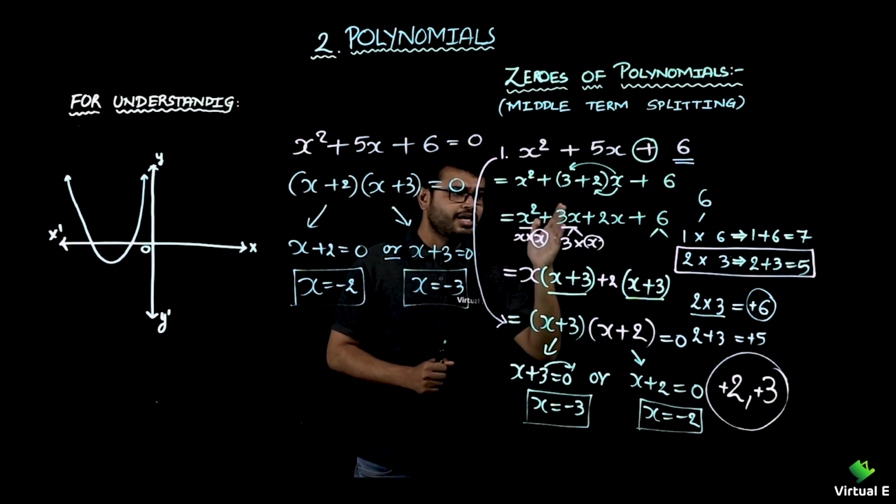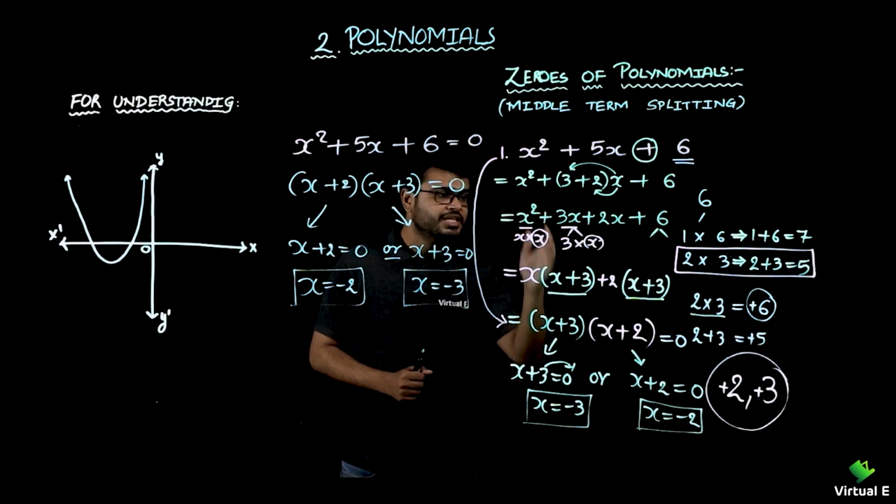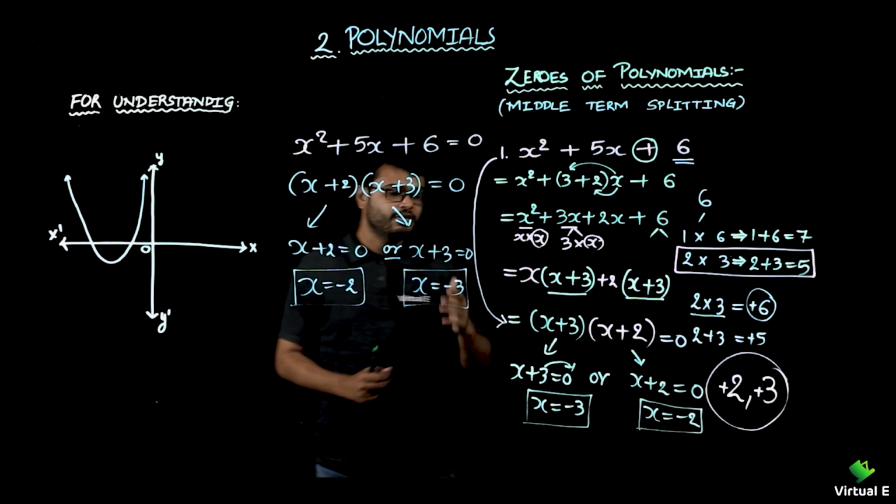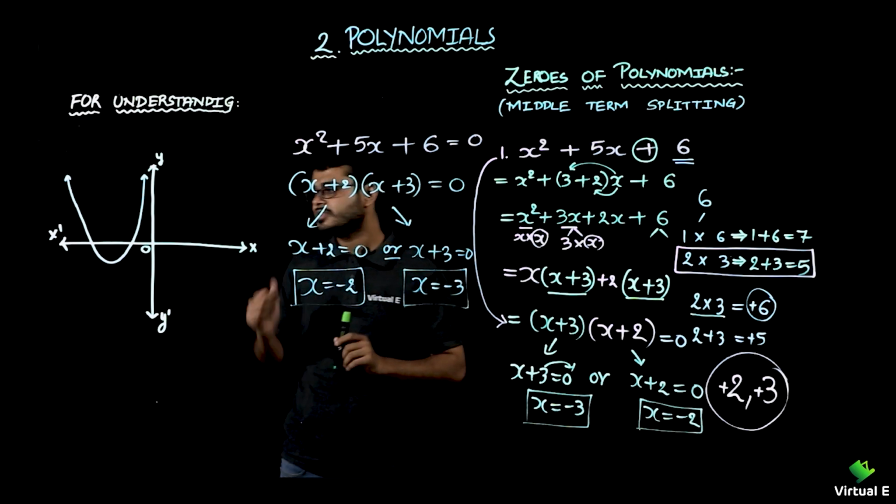Here there is one chance with the negative sign. If you make a mistake somewhere, it is difficult to get the zeros quickly, right? So we'll discuss a few problems as well regarding this, no worry.